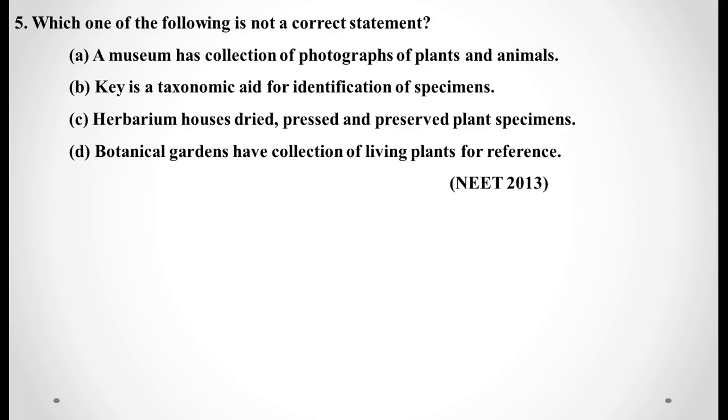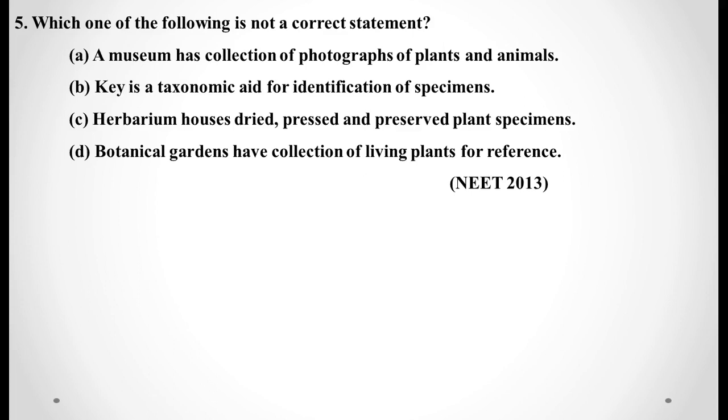So, as we have discussed in our first question regarding herbarium, and the museum is a place or house where dead specimens of organisms are kept or preserved.